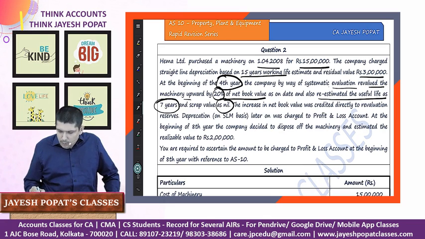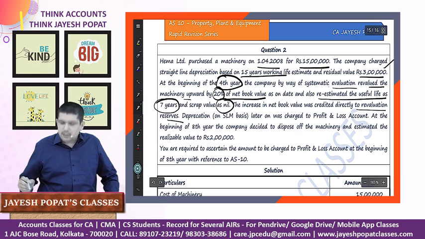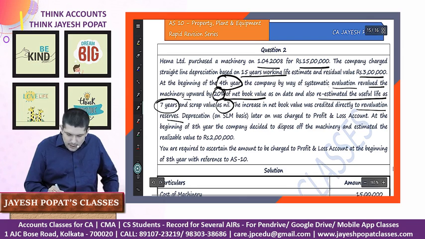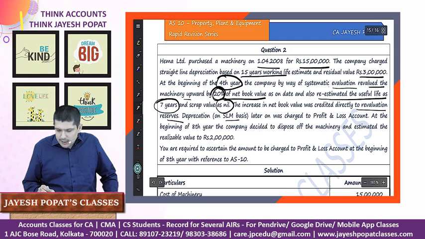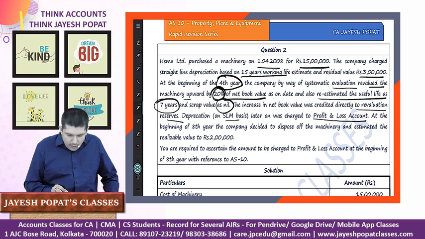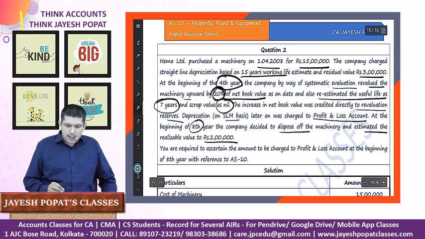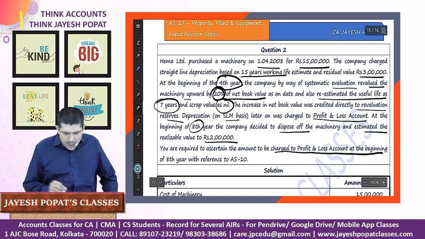The increase in net book value was credited directly to the revaluation reserve, obviously because this 20% increase will go to the revaluation reserve. Depreciation on straight line basis later on was charged to statement of profit and loss. At the beginning of the 8th year, the company decided to dispose of the machinery and estimated the realizable value to be 2 lakh. You are required to ascertain the amount to be charged to profit and loss account at the beginning of the 8th year with reference to AS 10.